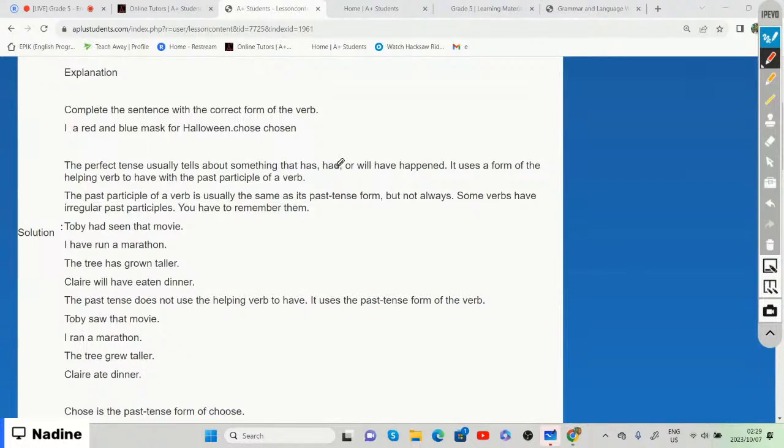So when it comes to the past participle of a verb, it usually is the same as the past tense form.